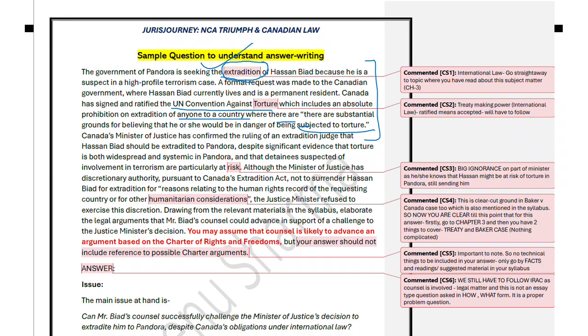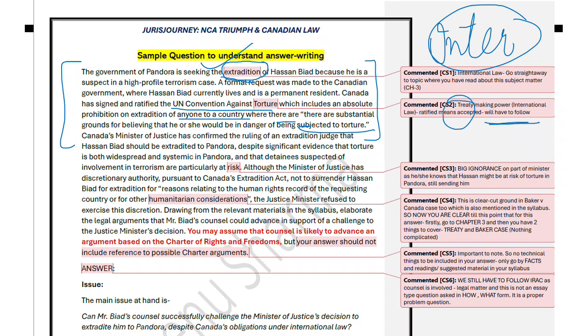So until here, what we understand is that our proposition is related to international law. So go straight away to the topic where you have read about this kind of subject matter, like here in chapter 3, sources. Treaty making power, international law, ratified means accepted, means we will have to follow. That is why I told you word meanings are really important. The interpretation is really important for this subject. Like if you don't know what ratified under international law means, then your analysis might be completely different.